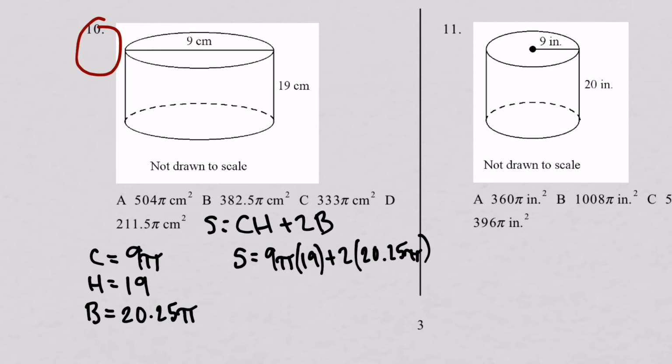I'm going to simplify this. In the first one, it's 9 times 19 pi. So it's going to be 171 pi. The second part is going to be 2 times 20.25, which is going to be 40.5 pi. Put those together, so it's 171 plus 40.5, and I get 211.5. 211.5 pi. And that would be D, right? 211.5 pi centimeters squared.